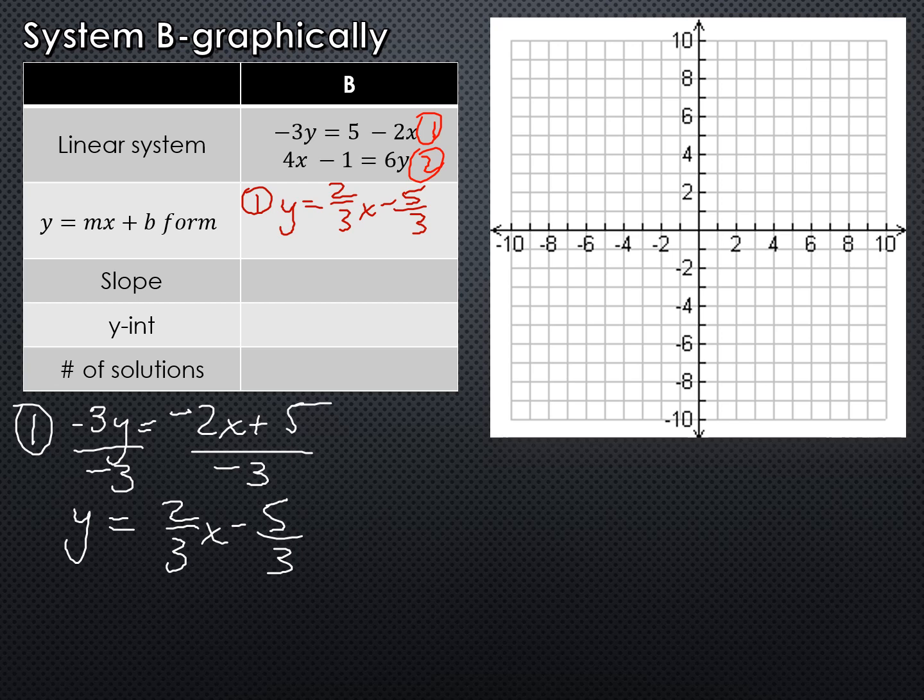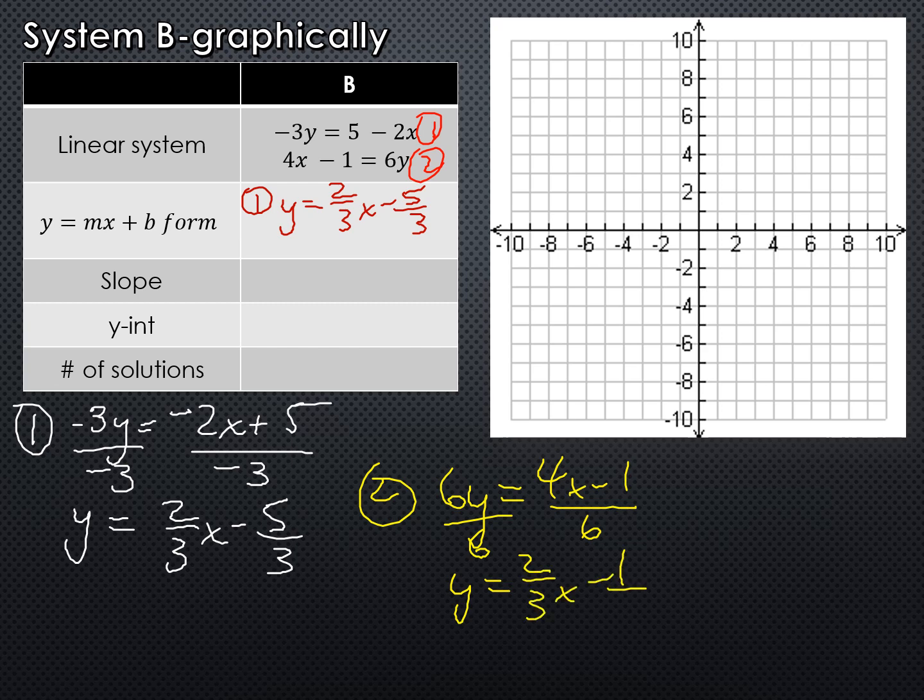Equation number 2, just going to rewrite it. Doesn't matter what side the y is on. 6y equals 4x minus 1. Divide everything by 6. y equals, when you reduce that fraction, 2/3 x minus a 6th.